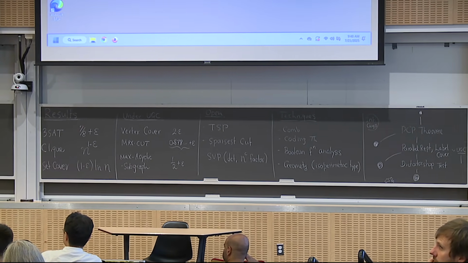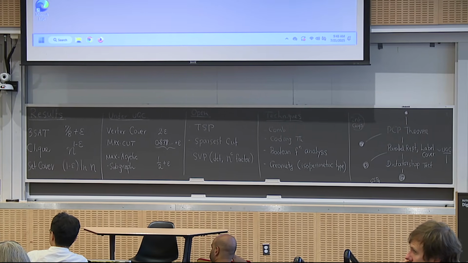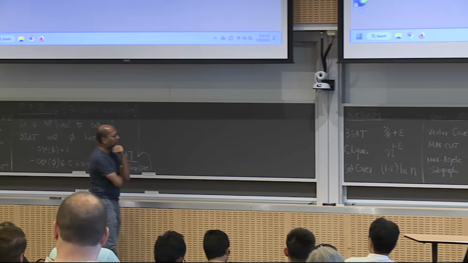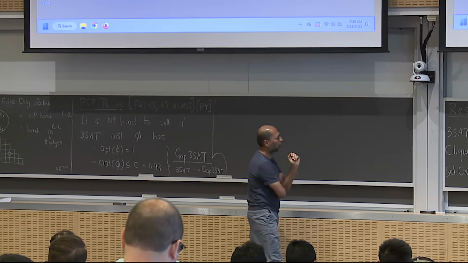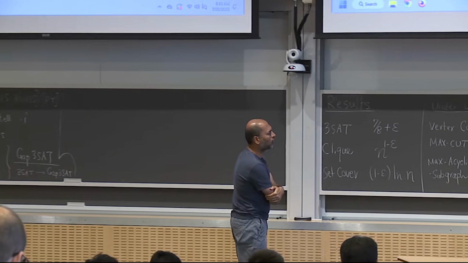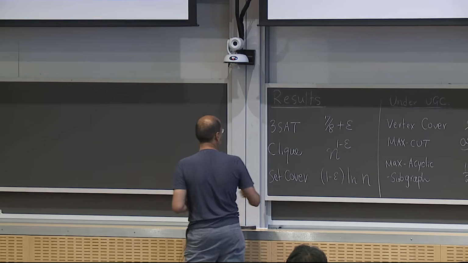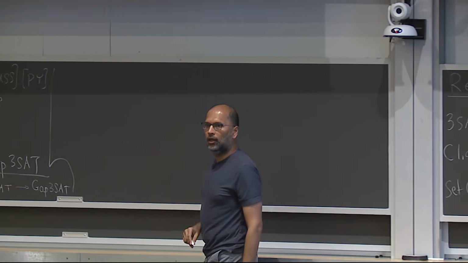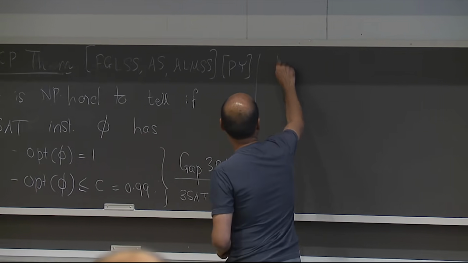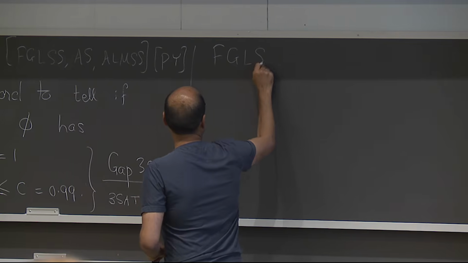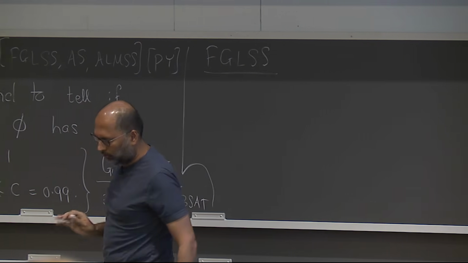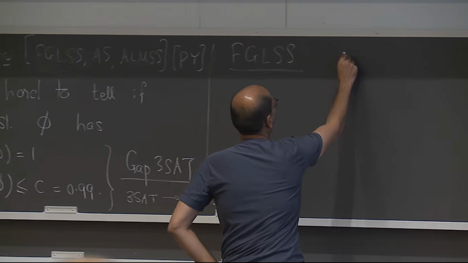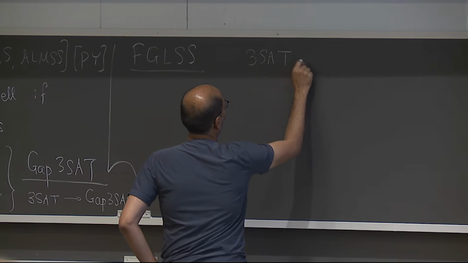Now, what can you do just using directly the PCP theorem? As we already said, we do get some mild hardness result for all these problems. In particular, let me demonstrate how you could get pretty good results for clique. And there is a purpose to this: to illustrate what's usually known as the FGLSS reduction. So it's a reduction from 3-SAT to clique.